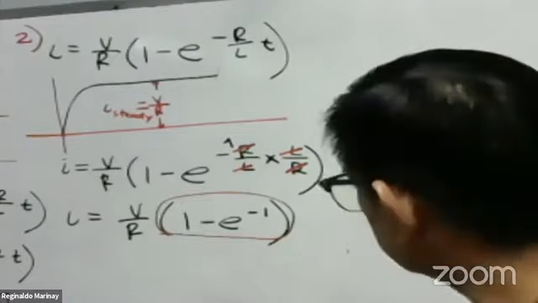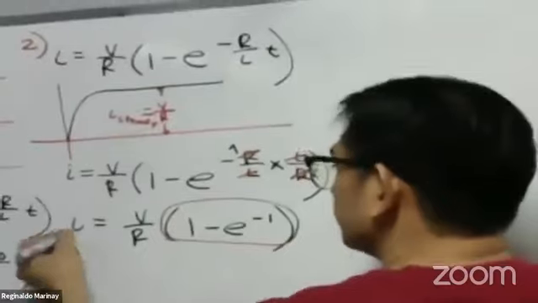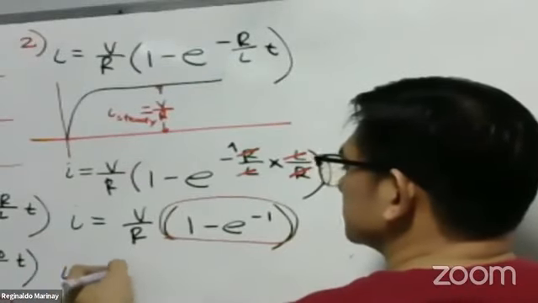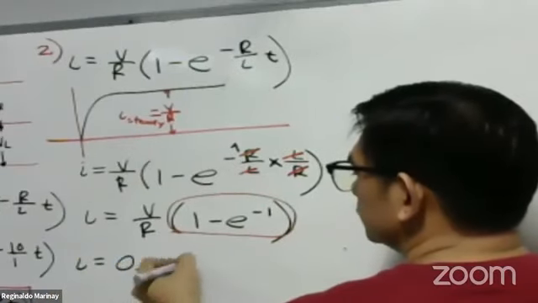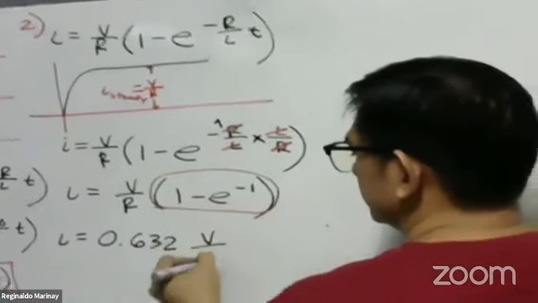What is the value for this? The value for this is what? 0.632, isn't it? Did you get that?